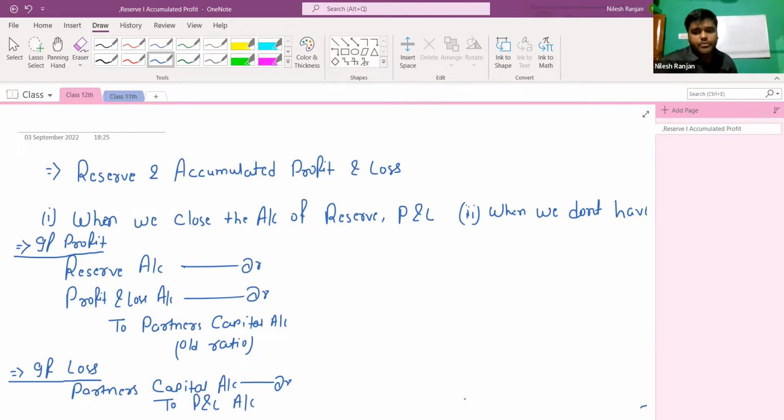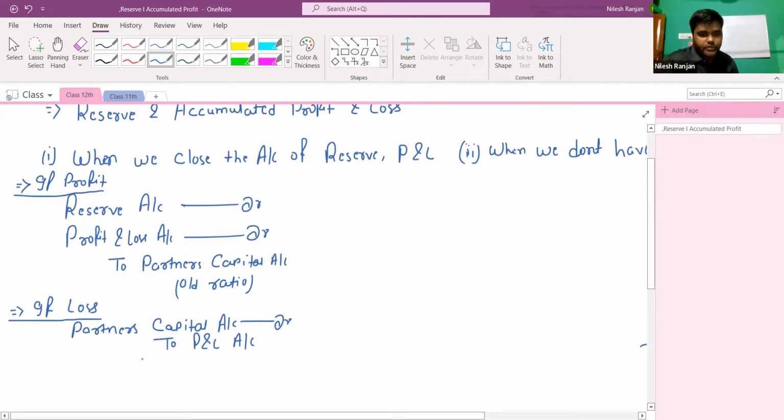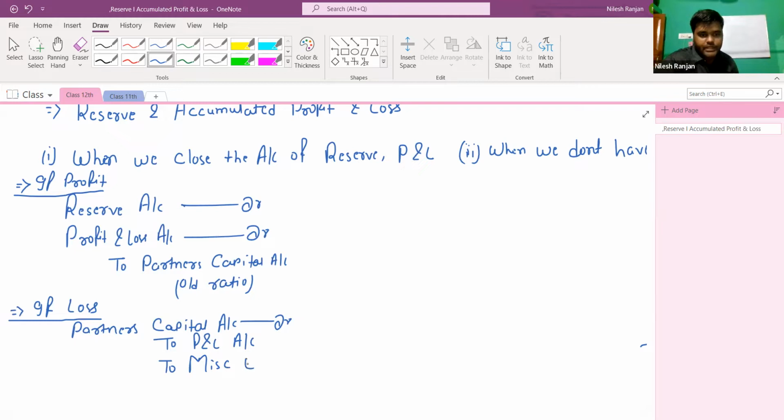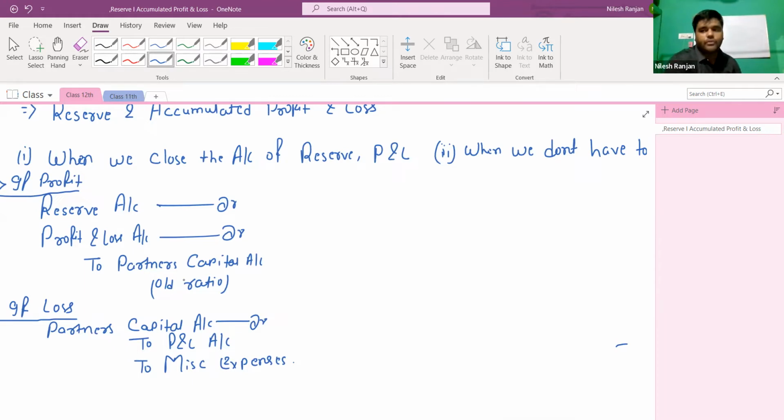Okay, there may be some miscellaneous expenses or fictitious assets given in the question. Then you can write here to miscellaneous expenses. And if we have to follow case 2, then we cannot distribute the profit in the old ratio.